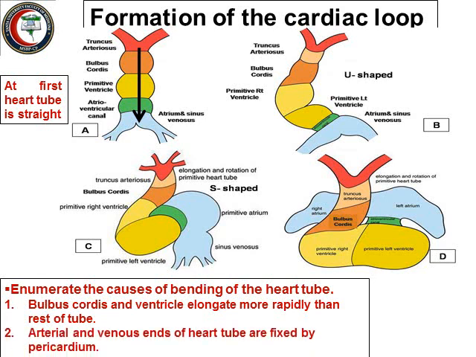Number two, the second cause is that the arterial and venous ends, the upper end and the lower end, are fixed to the pericardial cavity or the epicardium, and the remaining part of the heart tube is free. Thus, when it begins to elongate, it bends.